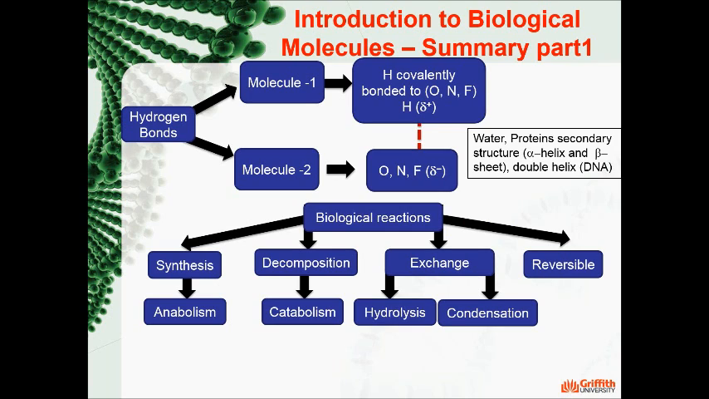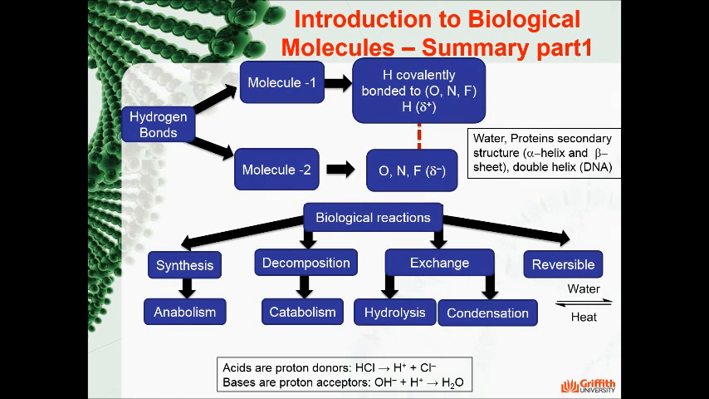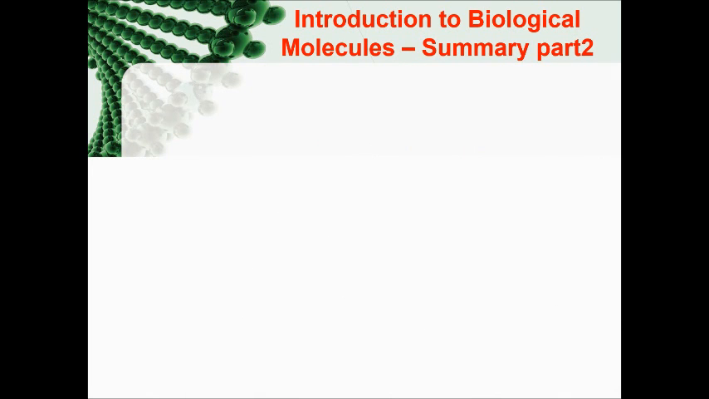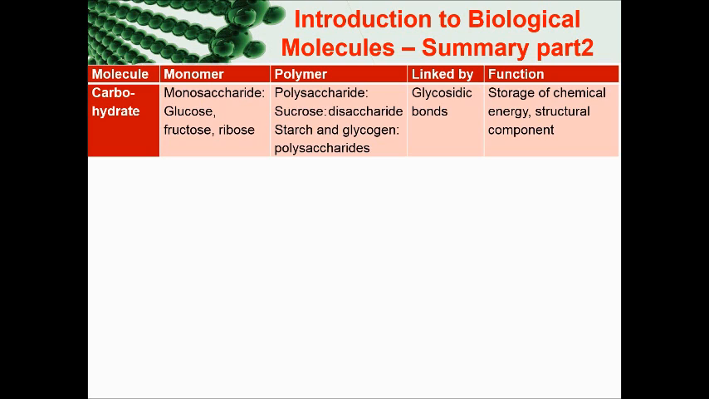The last type of biological reaction is the reversible reaction, which occurs in 2 ways. We also introduced the inorganic acids as proton donors and inorganic bases as proton acceptors. In the second part of Module 5, we covered the biological molecules. First, we introduced the carbohydrates and said the monomers are the monosaccharides, such as glucose, fructose, and ribose.